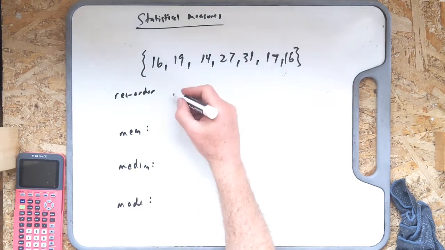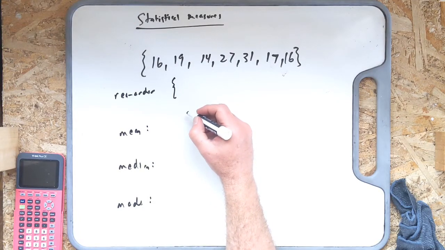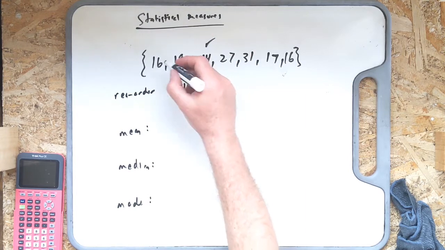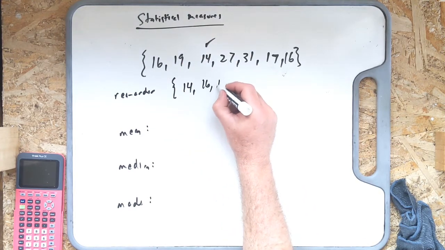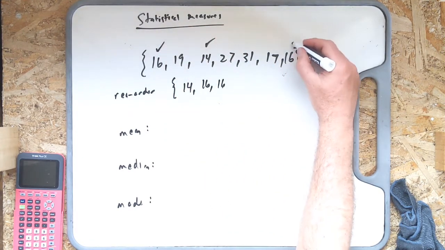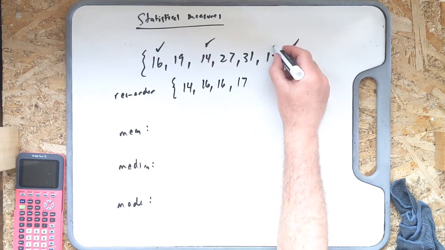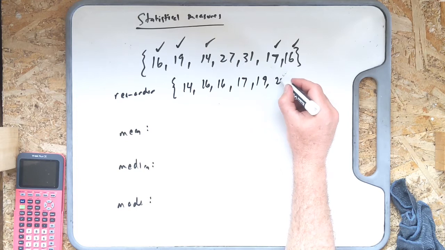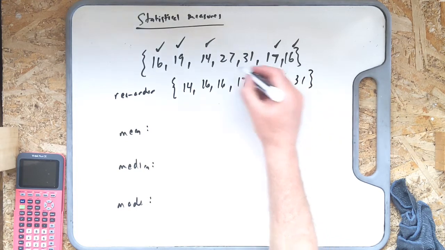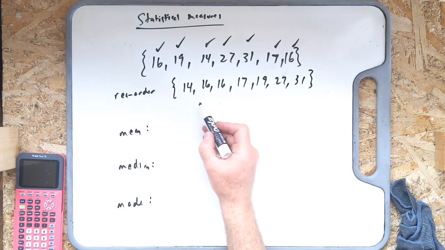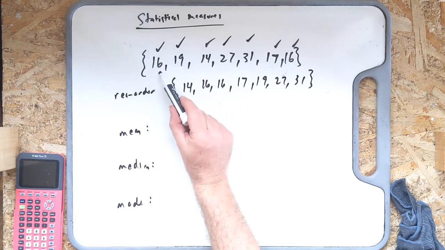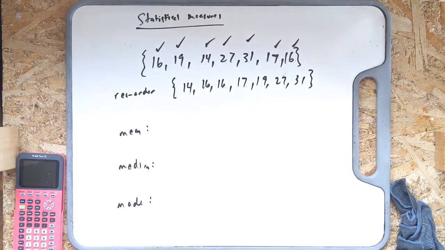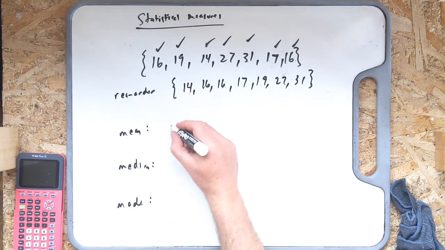Okay, if you're back, I'm going to reorder first. Sometimes this is tricky. You go smallest to largest. 14, I usually check them off so I don't miss any. 16, 16, 17, 19, 27, and 31. Now, I'm going to count them and make sure I actually reordered all of them. 1, 2, 3, 4, 5, 6, 7. 1, 2, 3, 4, 5, 6, 7. Good. Okay, now I'm going to find the mean.